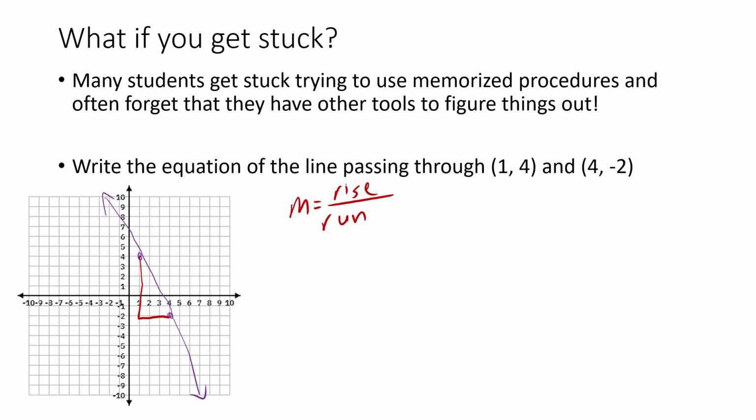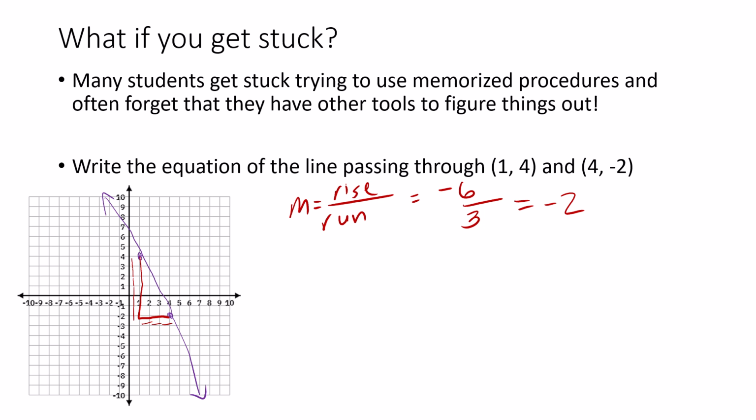So I would start here. I count down 1, 2, 3, 4, 5, 6. So my rise is -6. To get between those two points, I count down 6, and my run is 1, 2, 3. My run is +3. So -6 divided by +3 is -2. So let's say you don't remember the formula. Okay, fair enough. Now we've got the slope.